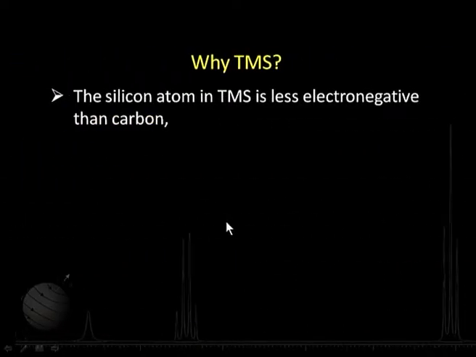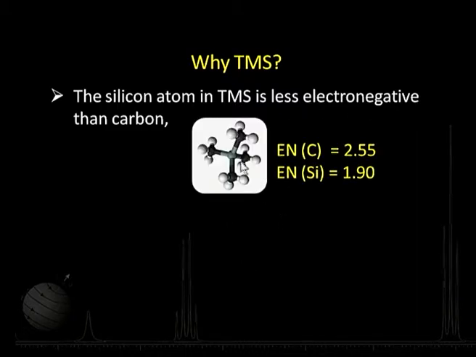The third one is that the silicon atom in the TMS is less electronegative than the carbon. So, what you see is, this is silicon, these are carbon over there, and the electronegativity of carbon is about 2.55, that of silicon is about 1.9. That means silicon is electropositive. As a consequence, the electron density around these nuclei, these protons, is large. That means they will come to resonance at a very high frequency there. That means it will absorb at a frequency which is different from all the normal molecules which you come across. So, it is going to be away from all of them. So, there is no interference there.